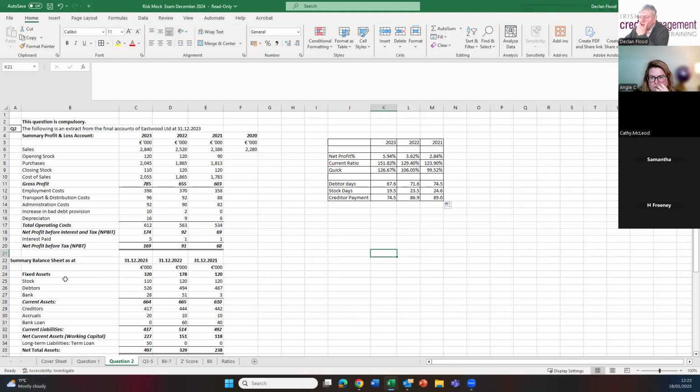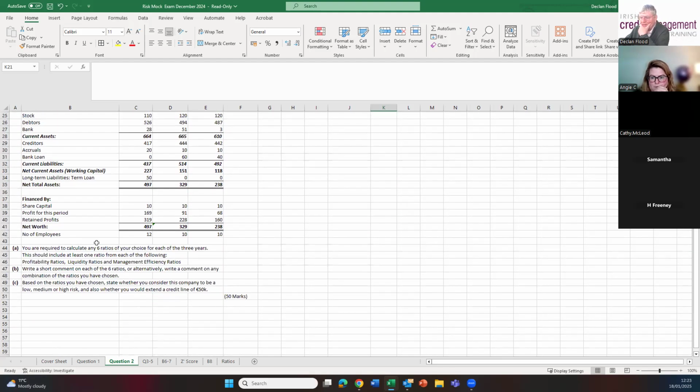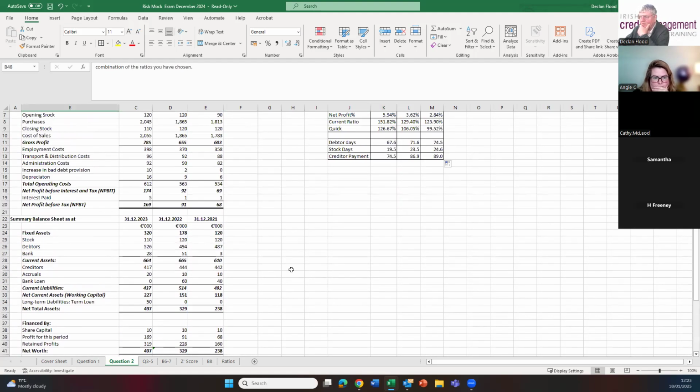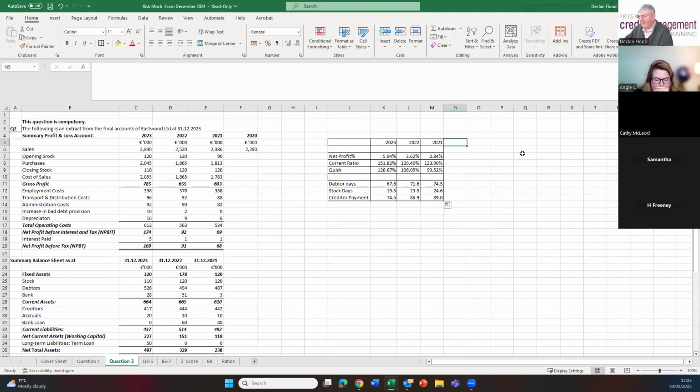So part A I have done. We're going to calculate 6 ratios of your choice for the 3 years. There's 1 ratio, and I've done that. Number 2, write a short comment on each of the 6 ratios. So again, you could do it here. So comment, and just make this a bit bigger.